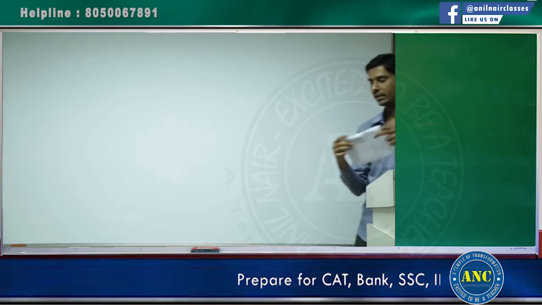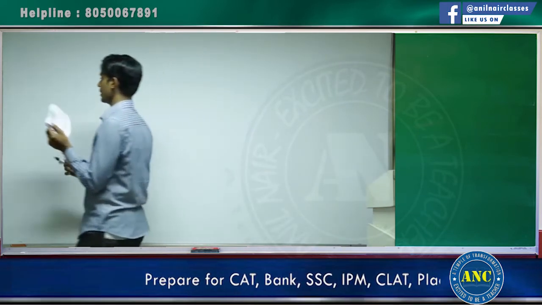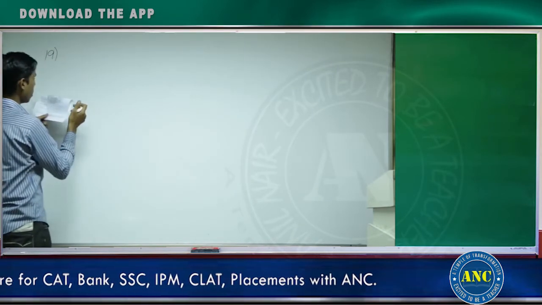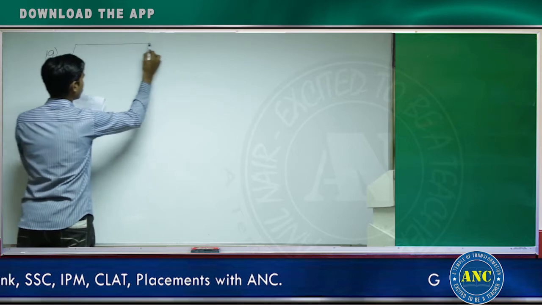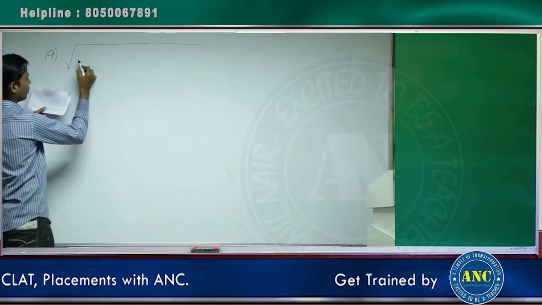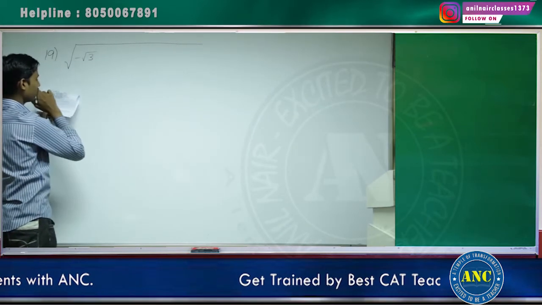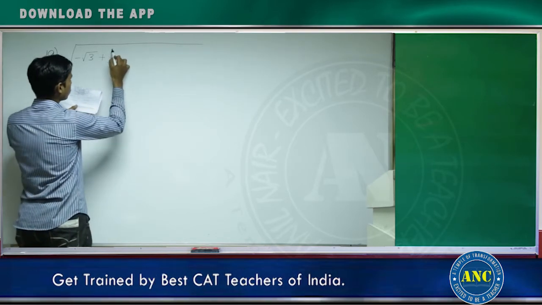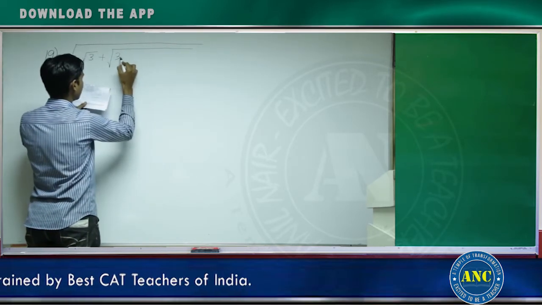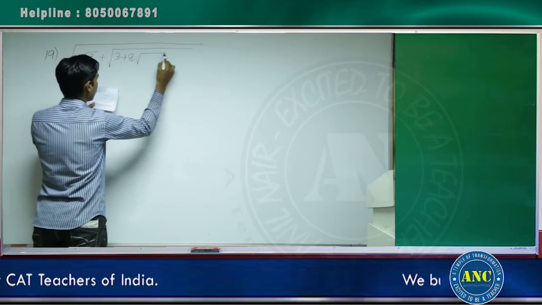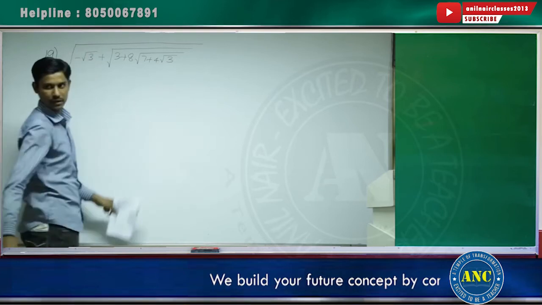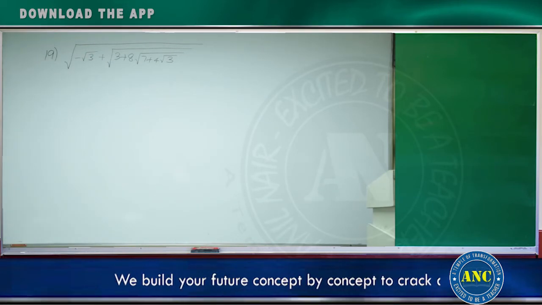See here, question number 19. Question number 19 is actually like this. Please make the correction. What is the value of square root of minus root 3? It is not minus 3 root 3. Square root of minus root 3 plus square root of 3 plus 8 root of 7 plus 4 root 3. This value we need to find, right? This is what we need to find now.